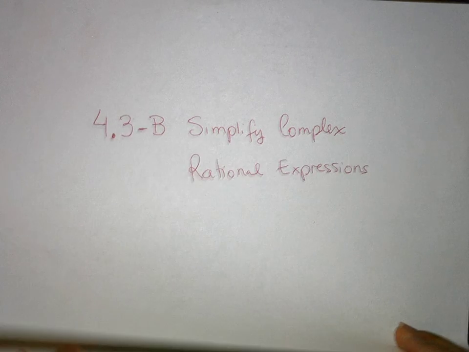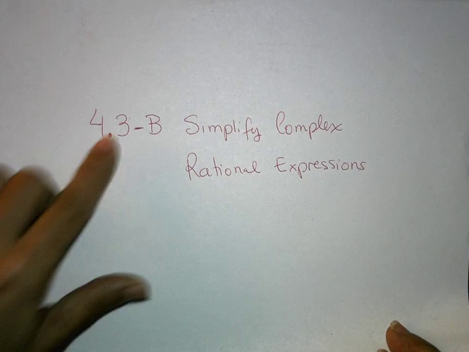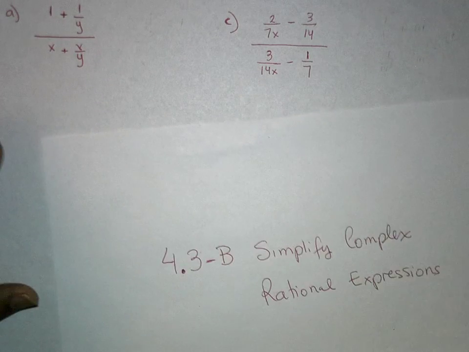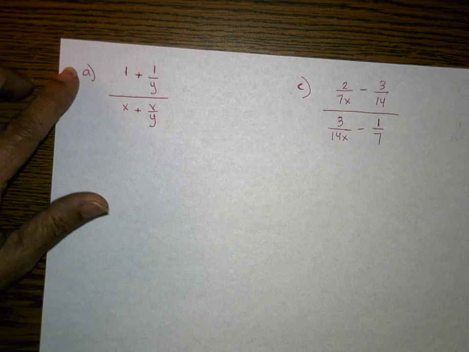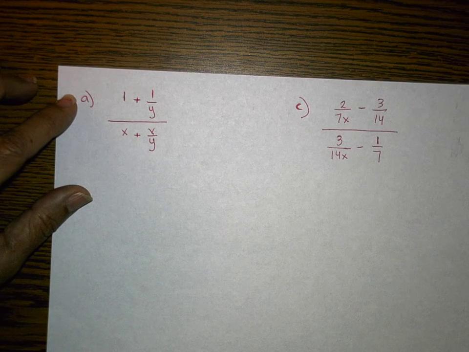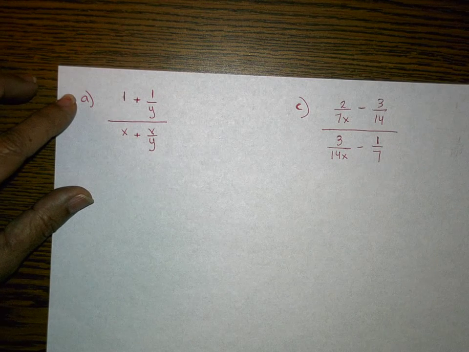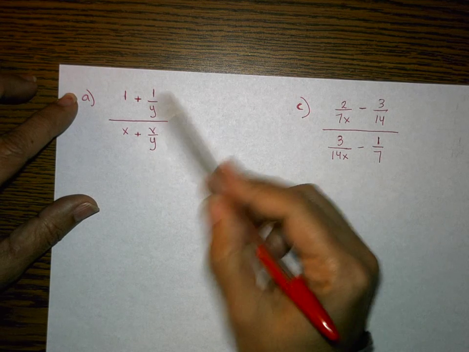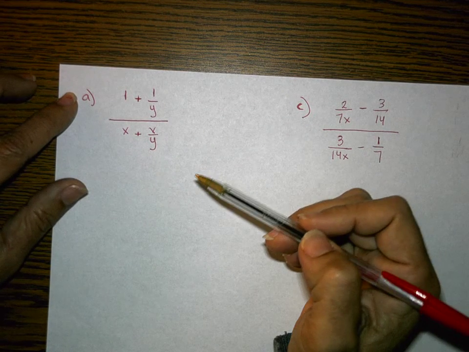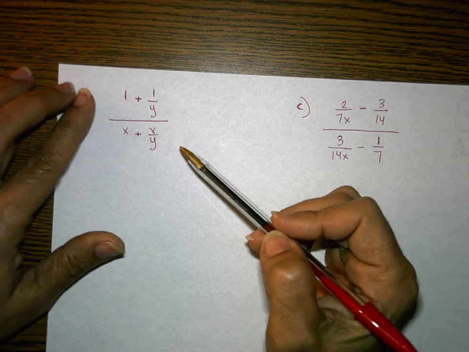It's the problems on your worksheet 4.3, and I picked a few of them for us to work on. So I'm going to do the letter A, and then we're going to do letter C, and then we'll do a few more. There's not very many of these questions. These are called complex rational expressions. As you can see, it looks pretty complex, right?